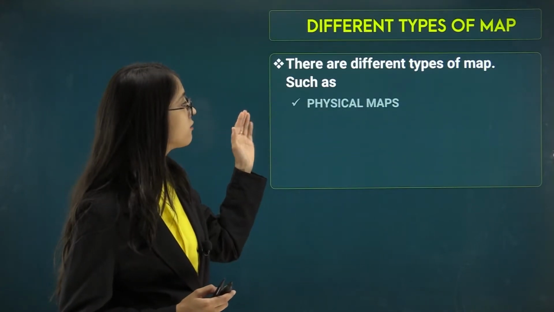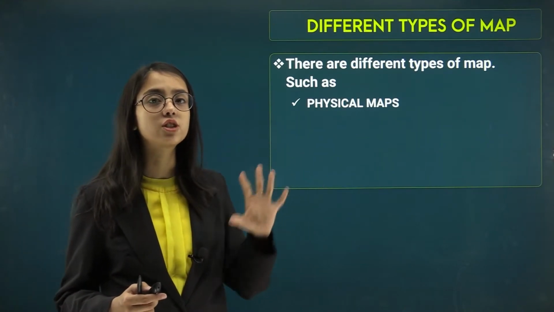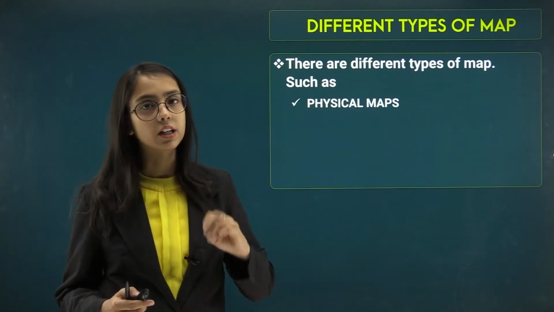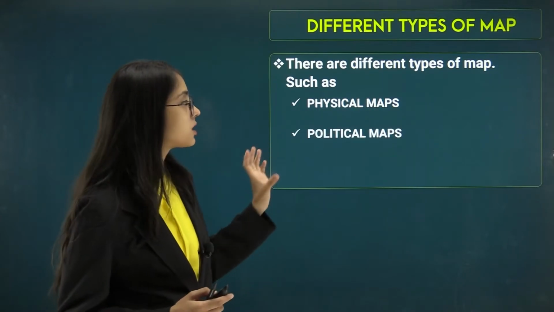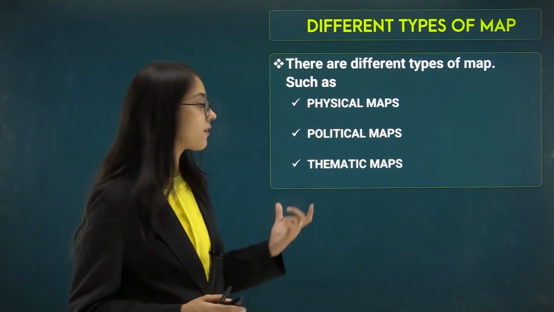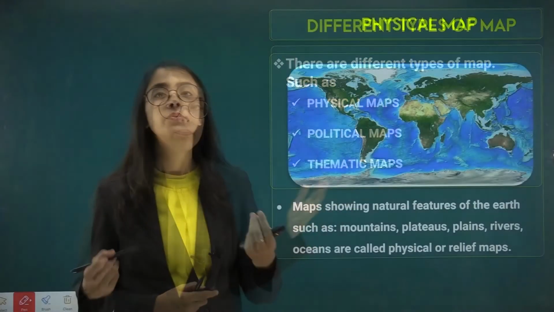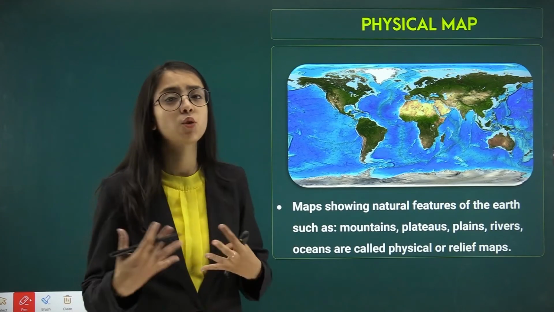First, we have the physical map, which shows us the various physical features and landforms of a particular area. Then we have the political map, which shows the divisions of that region. Then we have the thematic maps. Thematic maps may vary from theme to theme. Now let's talk about the physical map. What is a physical map?